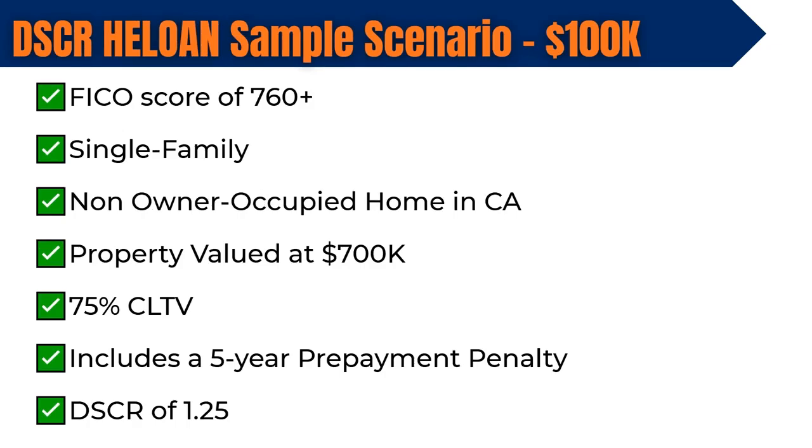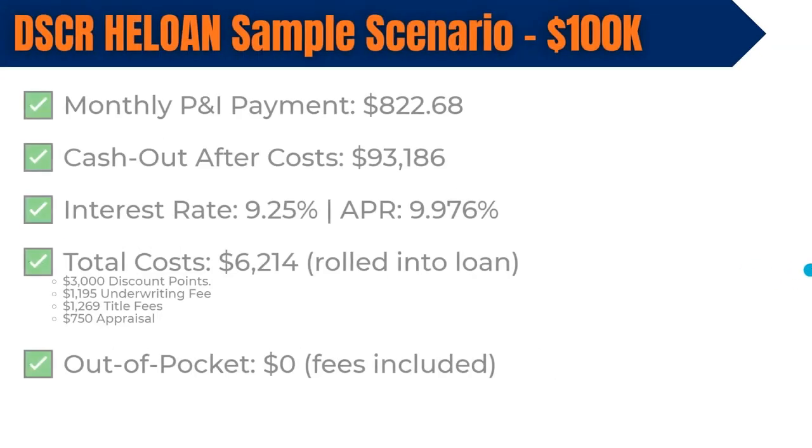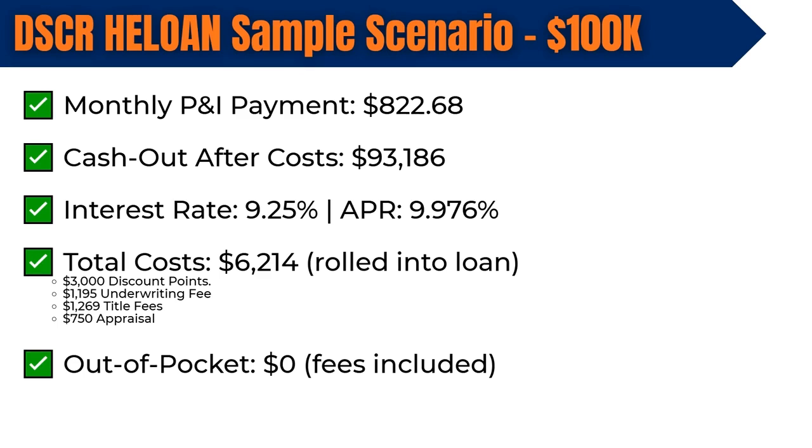So let's just use a 760 plus FICO score, a single family property. Obviously it's non-owner occupied, or being an investment property. Let's say it's valued at $700,000. The combined loan to value is 75%. And then this would include a 5-year prepayment penalty and a DSCR of 1.25. Now with that scenario, the monthly principal and interest payment would be approximately $822.68. Cash out after the cost of the loan, you'd be getting around $93,186.